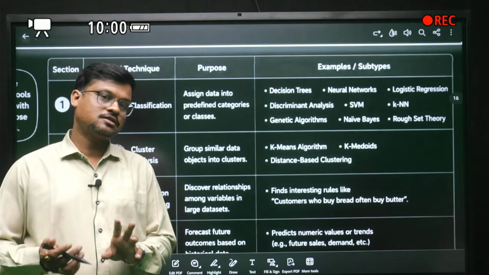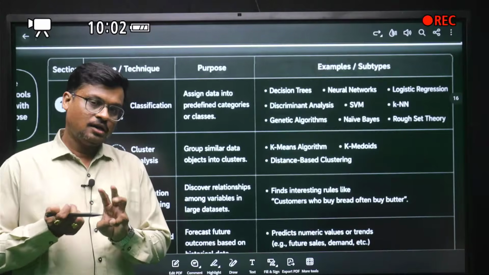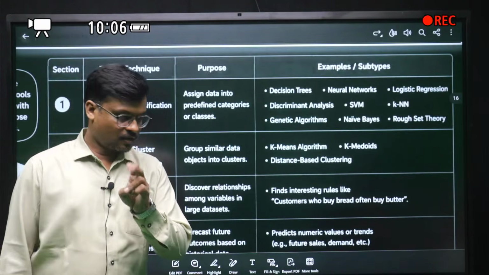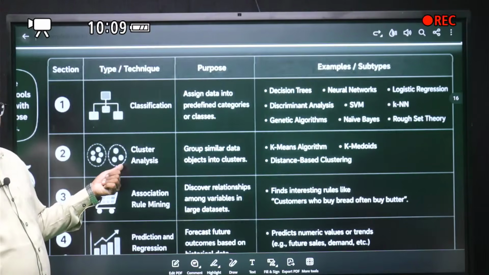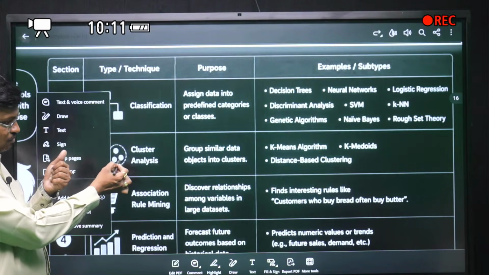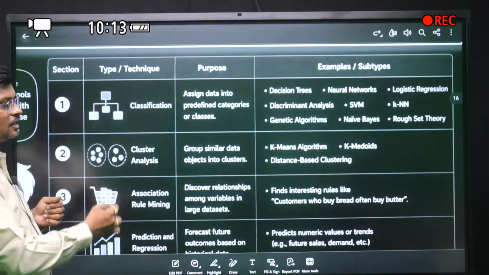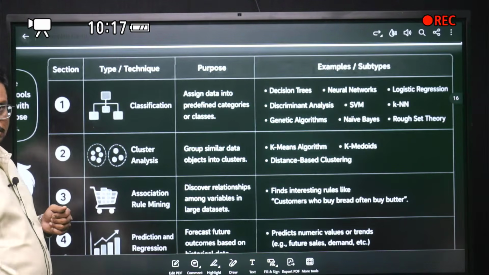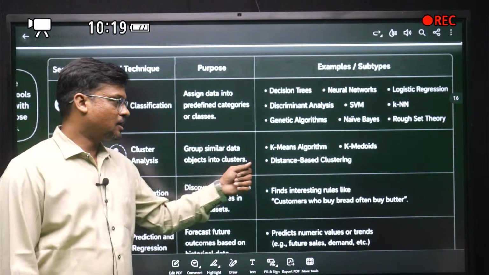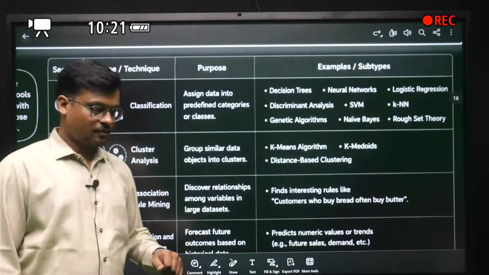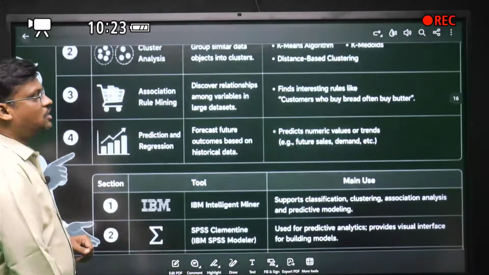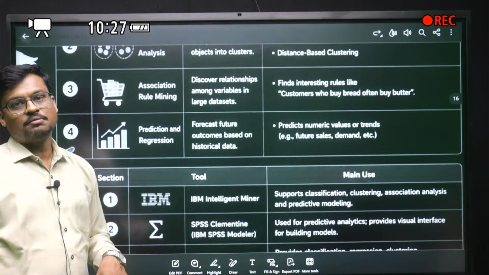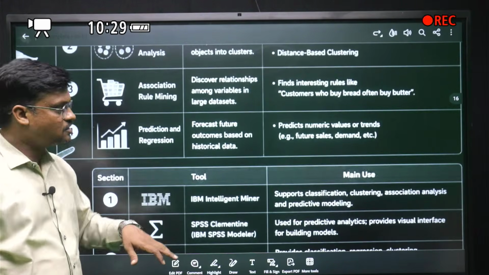As I said, in this, regression, KNN, Naive Bayes or Bayes theorem are the most important things. Second one is cluster analysis. In cluster analysis, we group the data objects based upon their similarity, grouping similar data objects into clusters. The best algorithms available are K-means and K-medoid. Association rule mining tries to discover the relationship between the various variables available in your large data set.